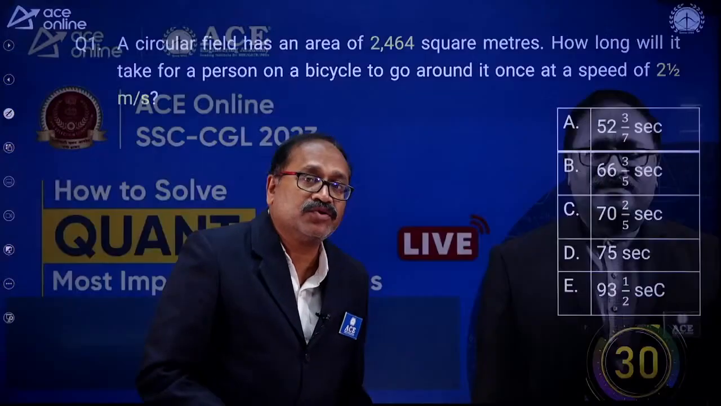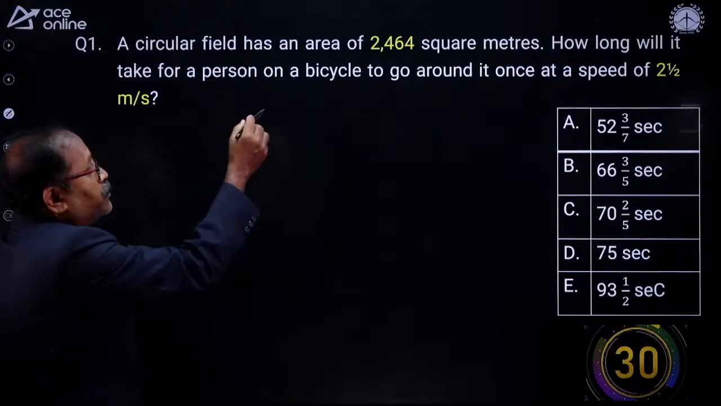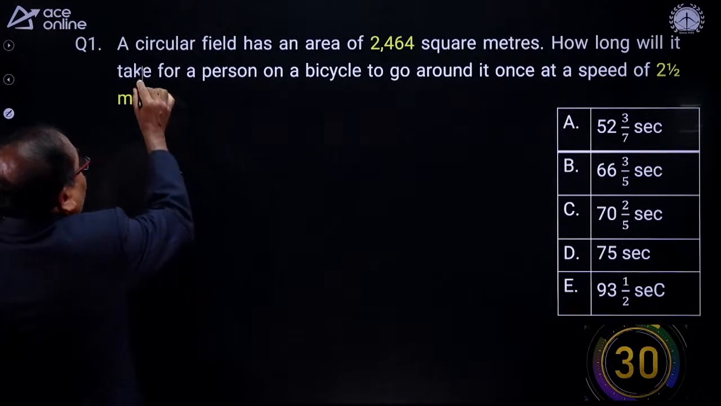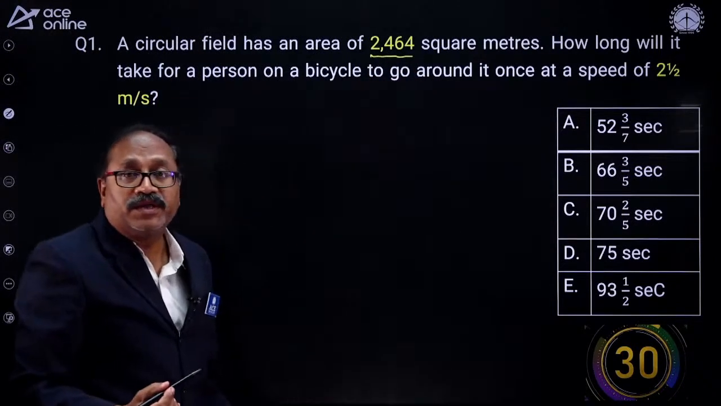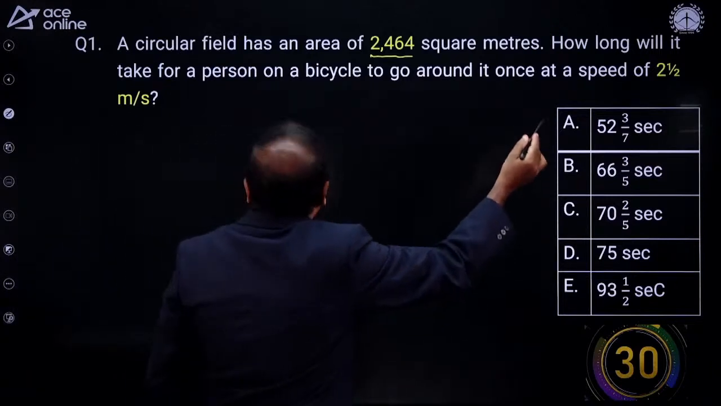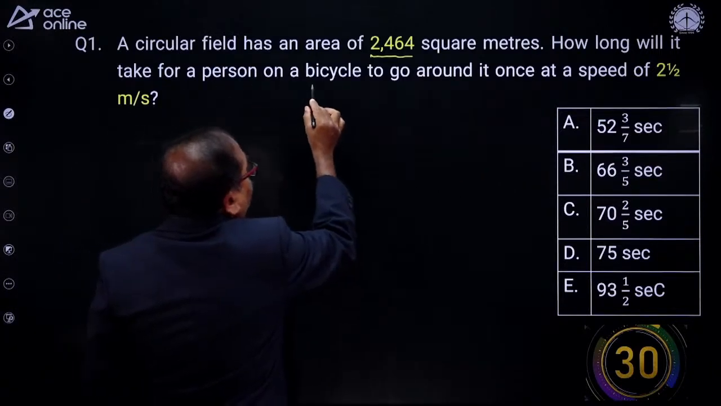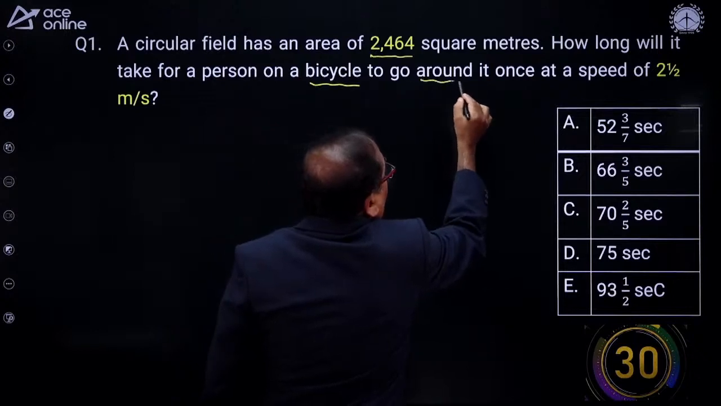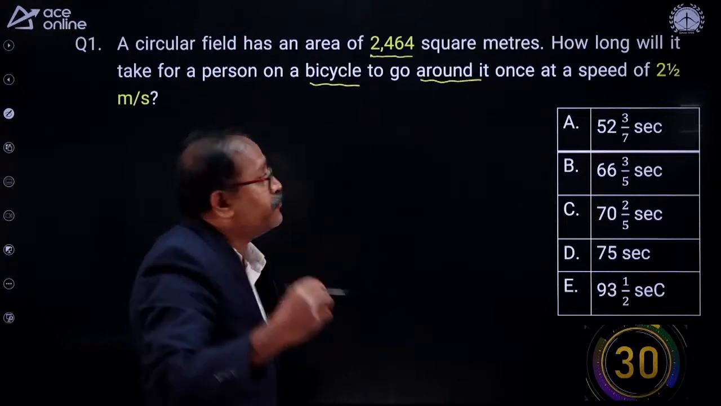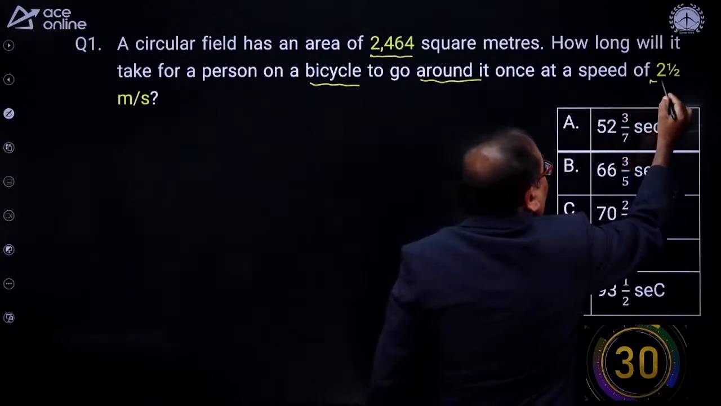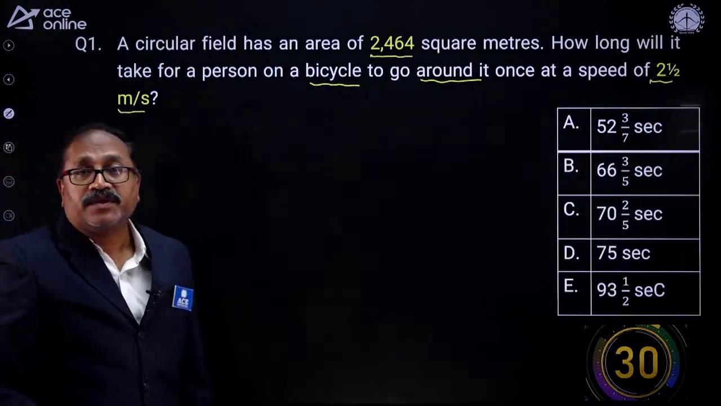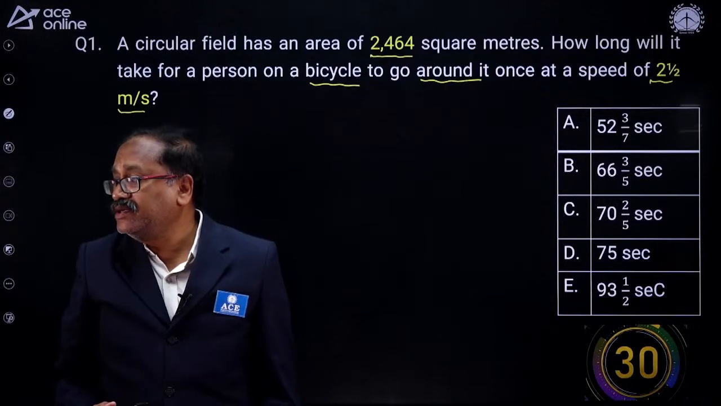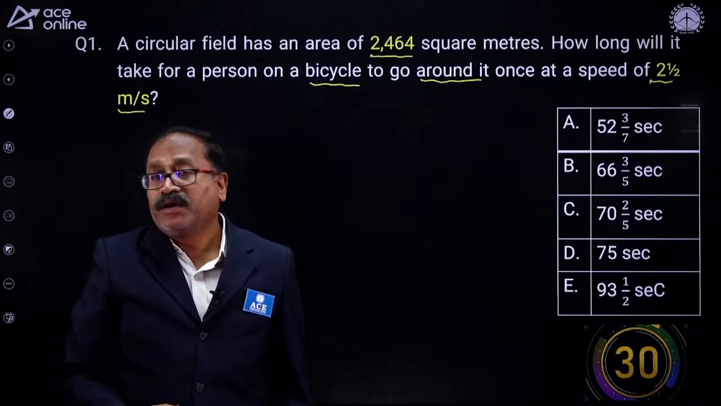Let's directly go to the question which we were discussing. A circular field has an area of 2464. How long will it take for a person to bicycle around it? Around it means circumference, at a speed of 2.5 meters per second. Yes, my friends, can you answer the question?